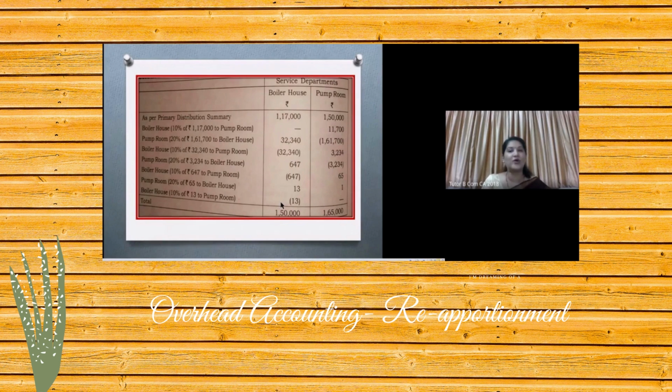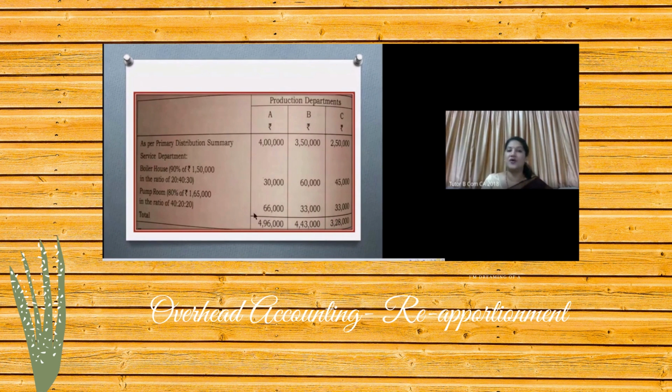Sometimes students go wrong by taking this as the primary distribution summary. Never do that, because we have already accommodated the 10% or 20% which is given as per the question with the respective service department. So we will have to go with the summary of that stage to the next stage of reapportionment to the production department. That you have to remember very clearly.